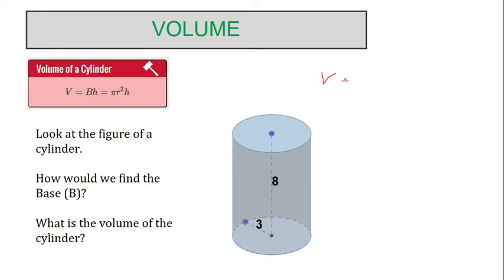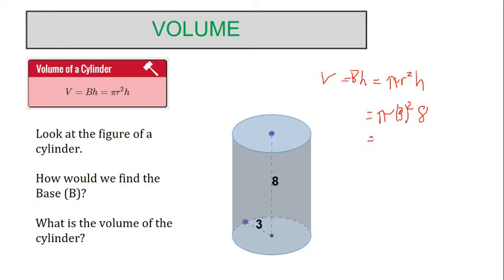The volume is equal to the area of the base times the height. How do we find the area of a base? Well, the base here is a circle. So the area of a circle is pi times the radius squared, times the height. Pi, fill in the number for the radius, which is 3, times the height. In this object, it's 8.